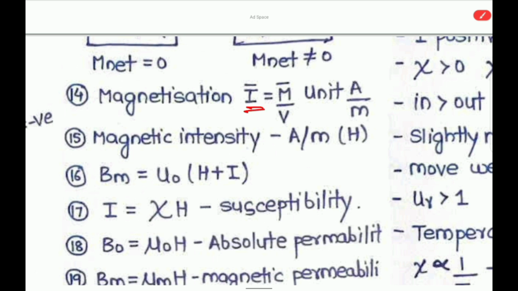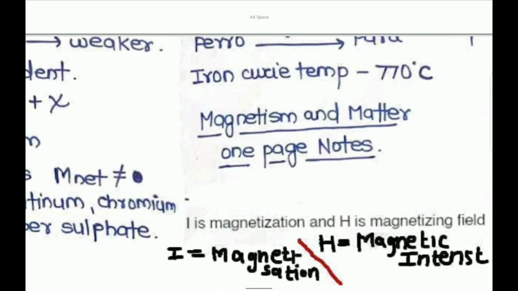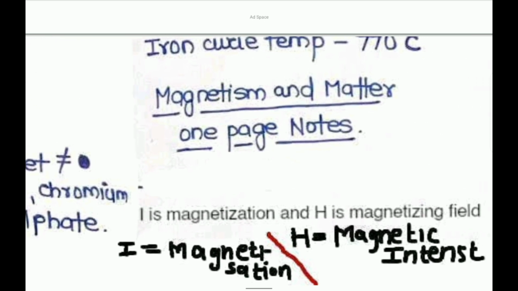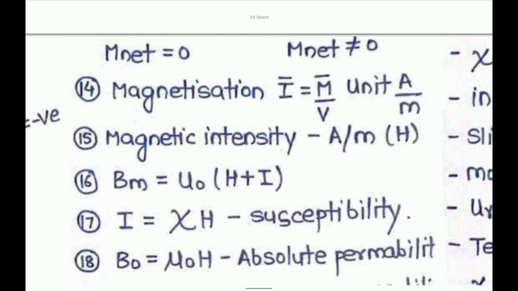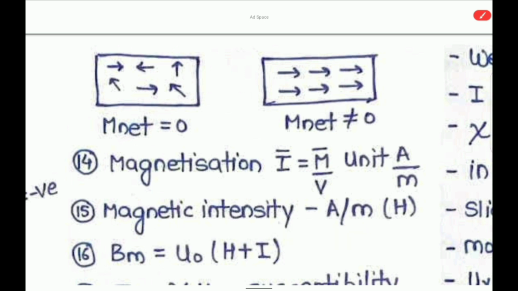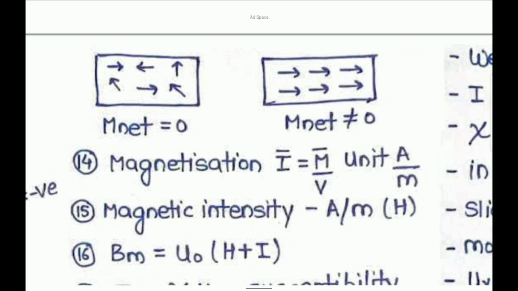Now remember intensity. Here the formulas are very important. I is your intensity of magnetization, also called magnetization, and H is your magnetizing field, the magnetic intensity. Magnetization can be written as magnetic moment upon volume. Very important: what is the unit of magnetization? Ampere per meter.